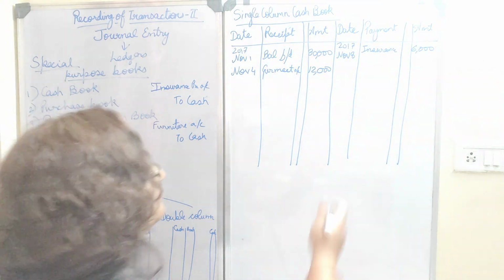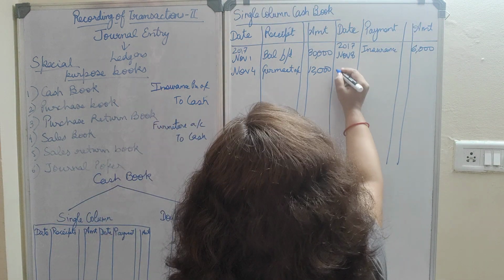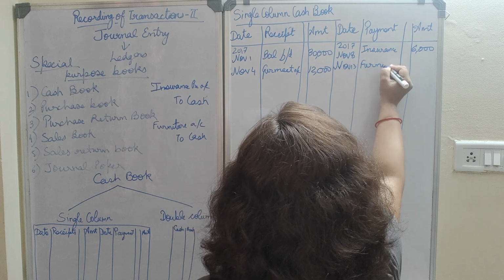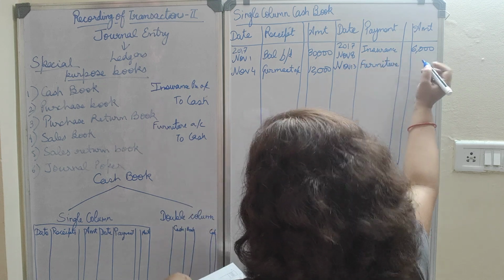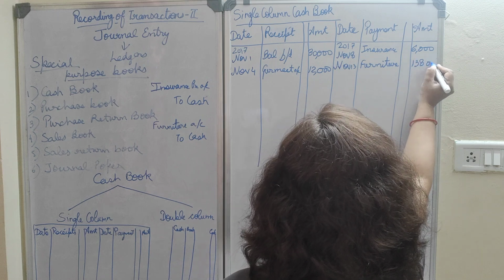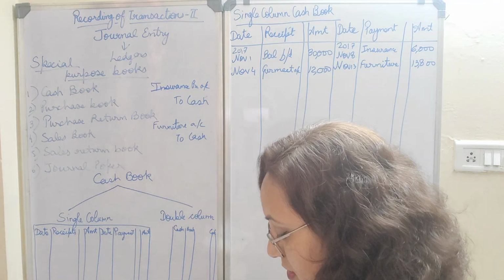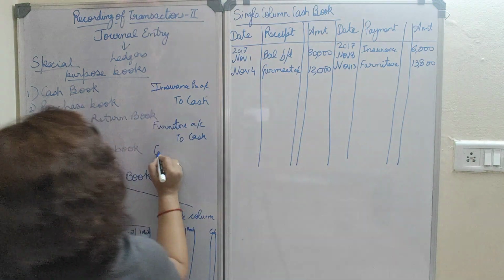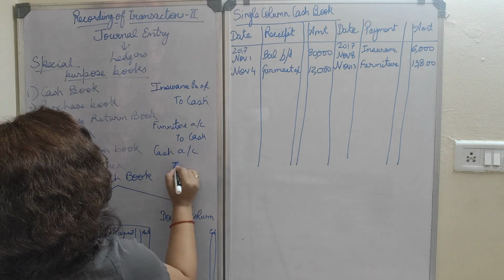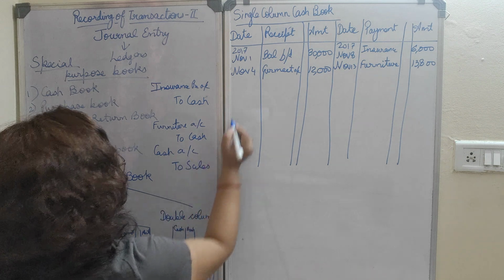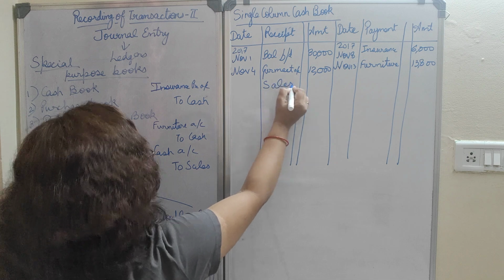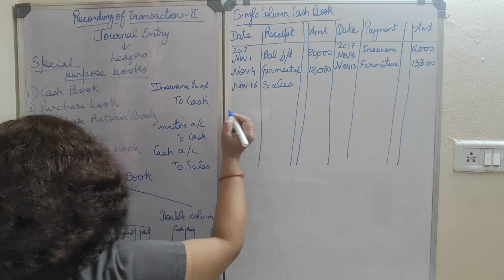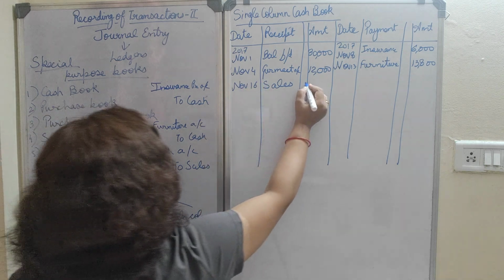So furniture, date is November 13. Furniture. So furniture amount is 13800. Now next is sold goods for cash. Sold goods for cash means cash account debit. Debit what comes in? To sales. So over here we will be writing sales, and the date is November 16. For how much? 28,000.